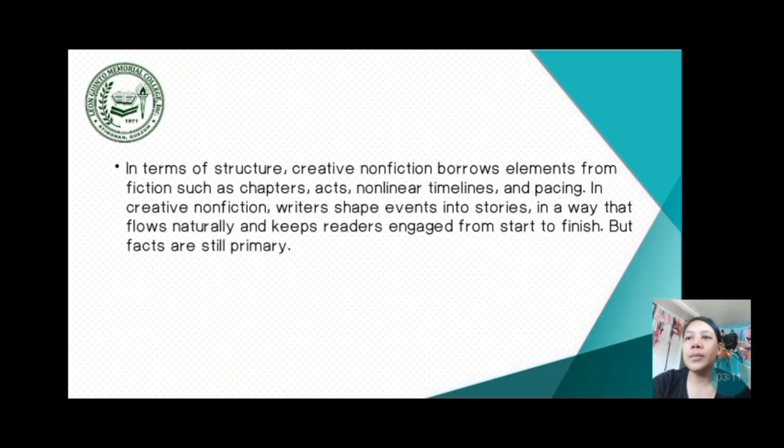So, the next one is structure. In terms of structure, creative nonfiction borrows elements from fiction such as chapters, acts, nonlinear timelines, and pacing. So, they say that writers shape events into stories in a way that flows naturally and keeps readers engaged from start to finish, but facts are still primary.